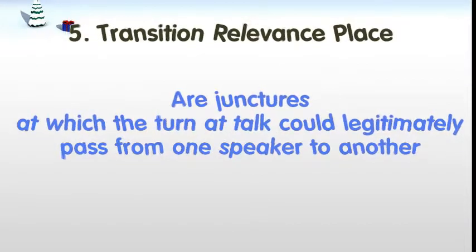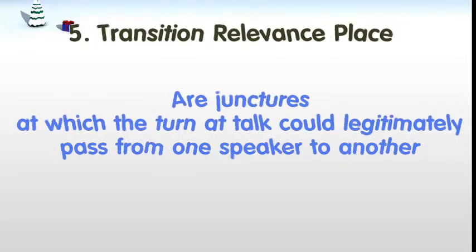The last element is transition-relevant place. We have seen that informal conversations are highly coordinated events that are said to be managed on a turn-by-turn basis. The roles of speaker and listener constantly alternate, as one conversation partner or another undertakes the task of acting as the current speaker or the current listener.